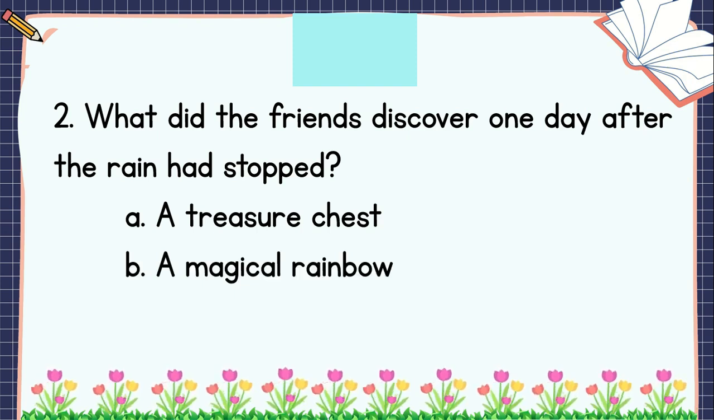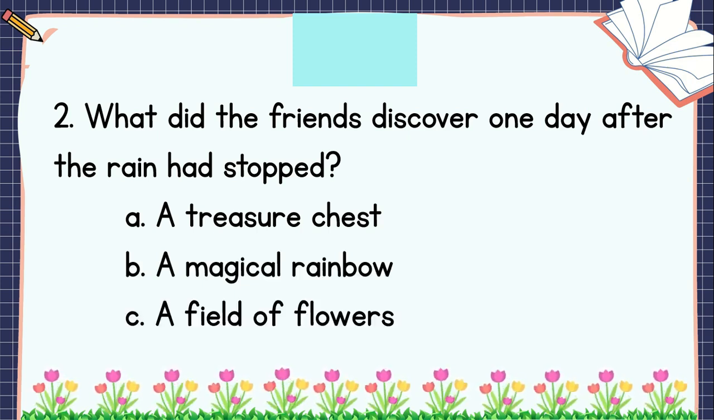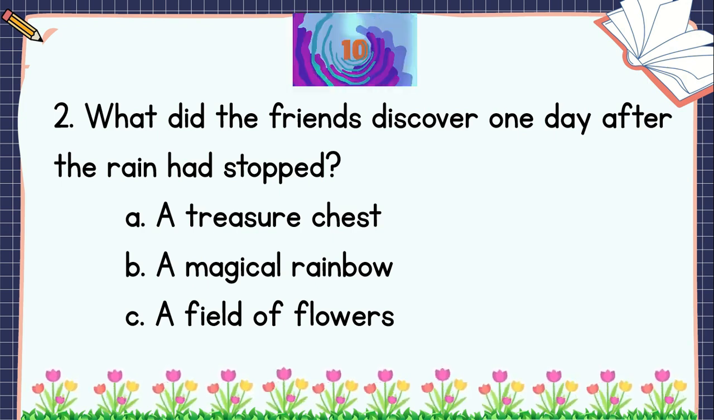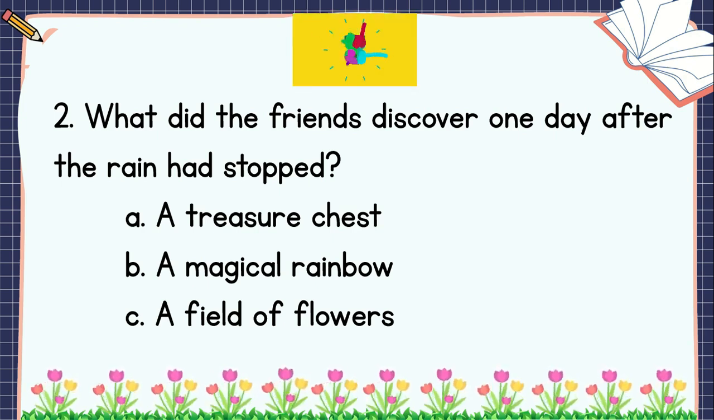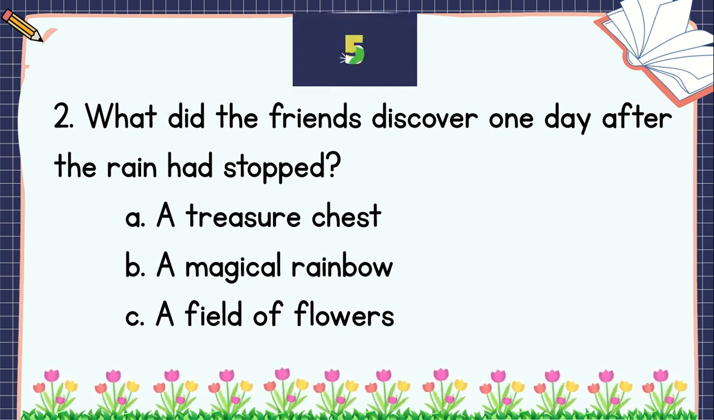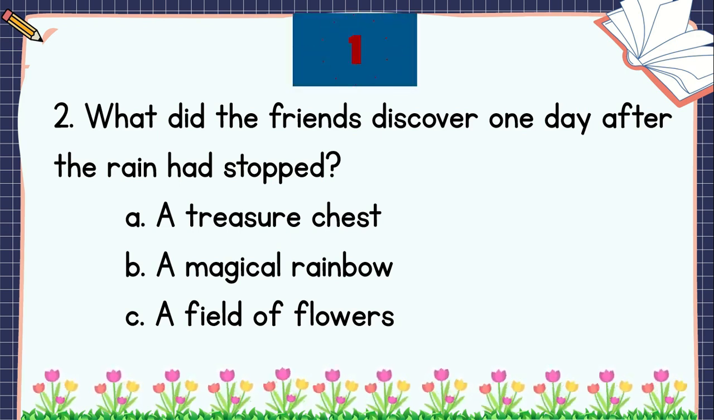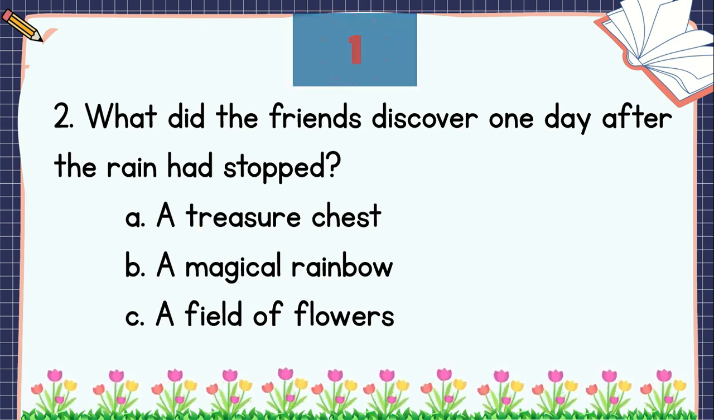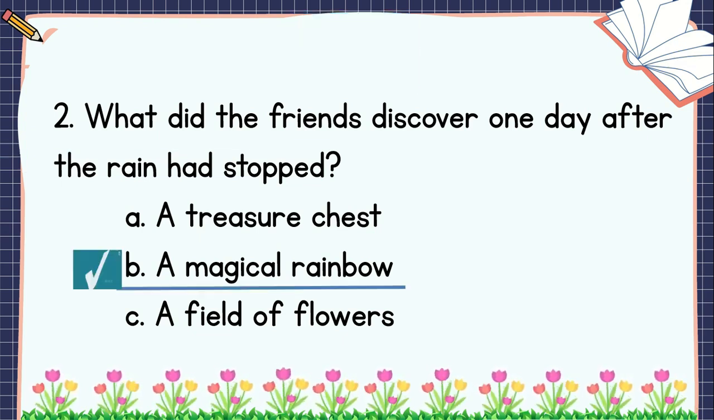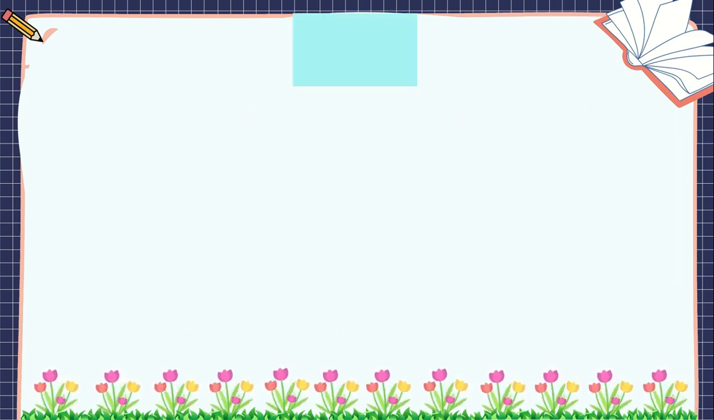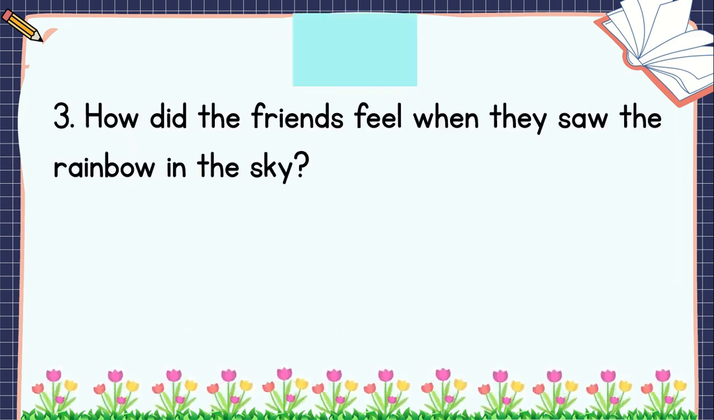A magical rainbow. C. A field of flowers. You're right. The correct answer is letter B. A magical rainbow. Number 3. How did the friends feel when they saw the rainbow in the sky?